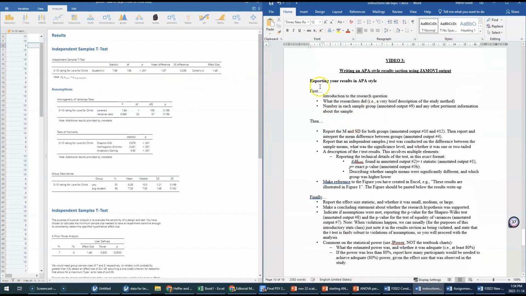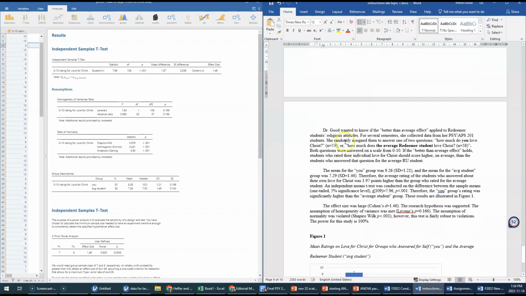The first thing that we always do when we're writing an APA style results is to start with a section introducing the research question and explain what the researchers did. Usually this goes along with indicating the N in each sample group. So for here, I've written Dr. Good wanted to know if the better than average effect applied to Redeemer students' religious attitudes. Okay, that's like the research question.